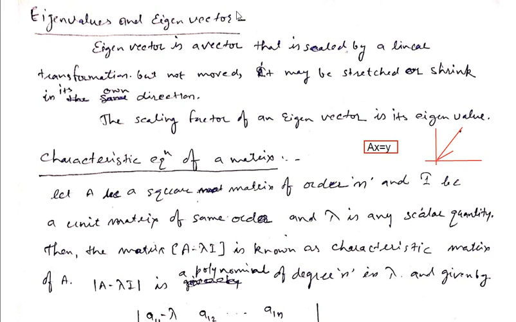Hello students, today we discuss eigenvalue and eigenvector. So first we look at what is an eigenvector. An eigenvector is a vector that is scaled by a linear transformation but does not move.